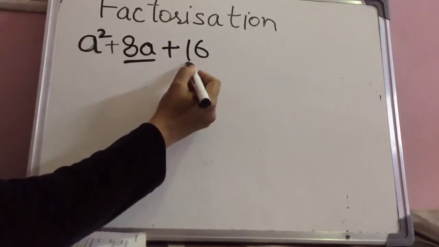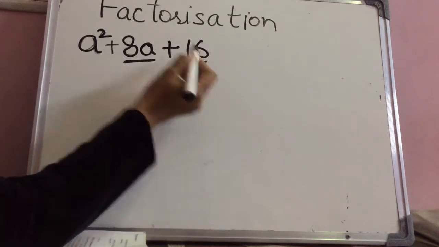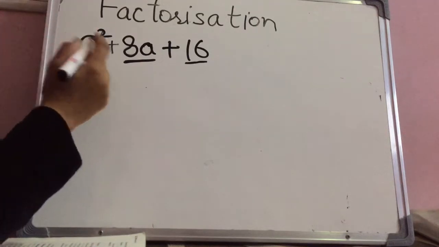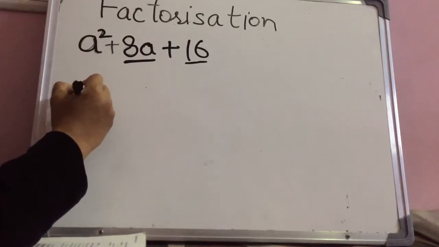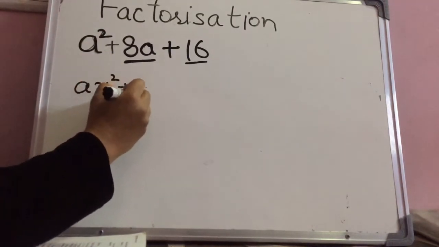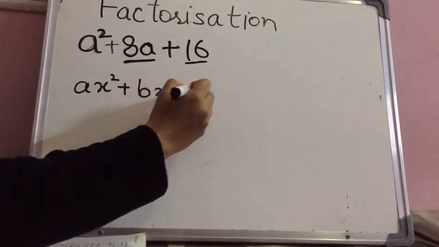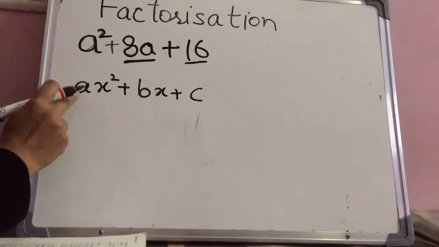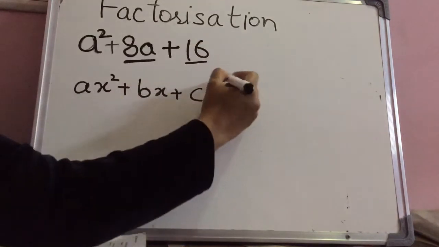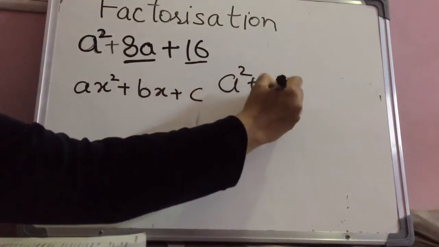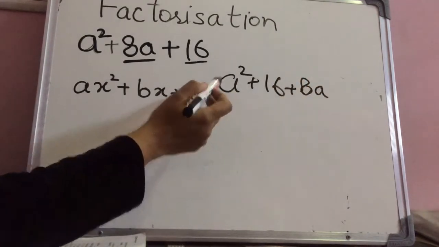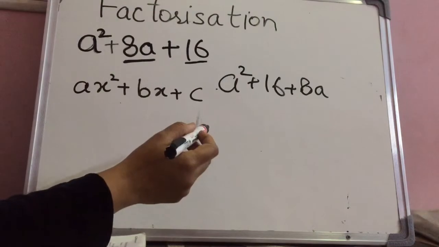We'll see factors of this term. First of all, you will write an expression in the general form. What is the general form of an expression? It is ax square plus bx plus c. So this is a general form. If an expression is written as this, so first you will convert it like this and then you will split the middle term.